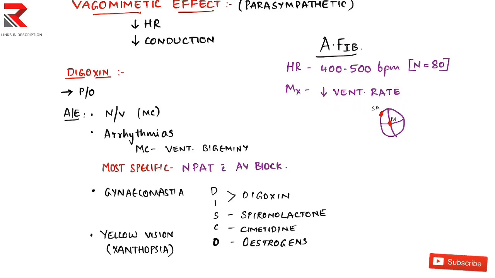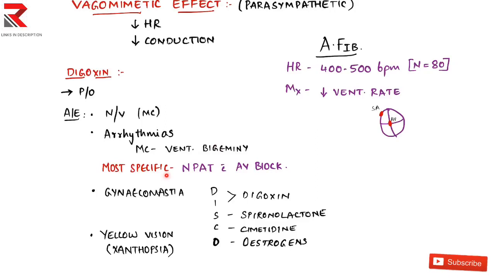Okay, so the only inotropic drug which can be given per oral is digoxin. The O indicates oral. Okay, and a few side effects you have to remember, as they may ask: the most common side effect of digoxin is nausea or vomiting, as with other drugs also. And the most common arrhythmia we can see is ventricular bigeminy. This is mainly associated with digoxin.